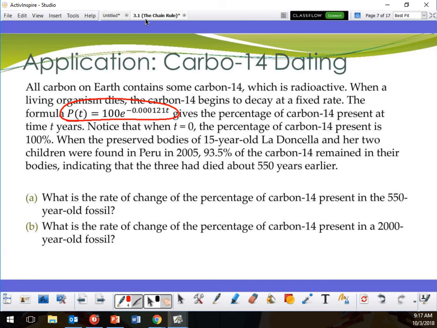Okay, so what is going to be the rate of change for this one? It's asking what's going to be the rate of change at t equals 550, right? So remember, rate of change is always the what? Slope. Rate of change is the slope, right? That's what we're trying to find. And to get the slope, I do what? First derivative. Very good. So I'm going to find the first derivative, and it's at 550, right? So let's go ahead and do that.